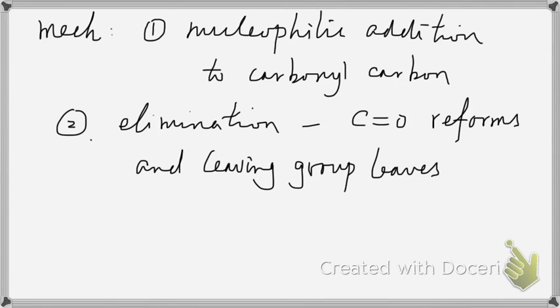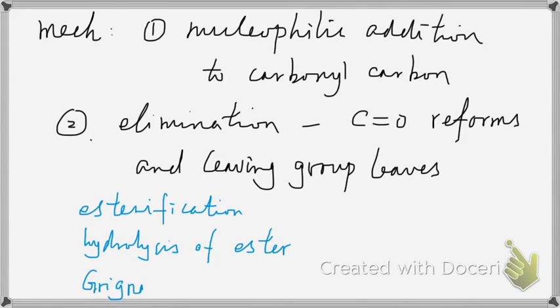Alright, so you should be very familiar with nucleophilic acyl substitution already. We have talked about three reactions that go through this mechanism. They are Fischer esterification, hydrolysis of ester, which is the reverse of Fischer esterification, and the Grignard reaction with esters. So I would recommend you review these reactions now before you continue.